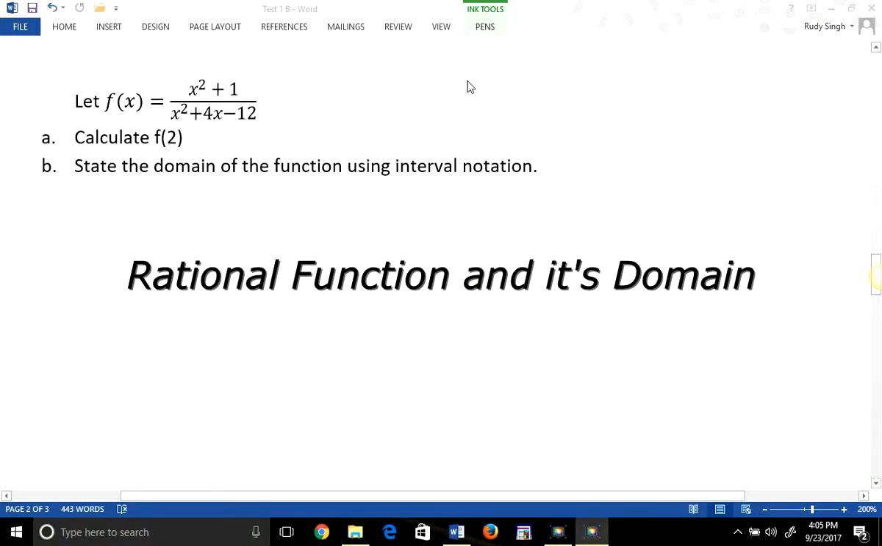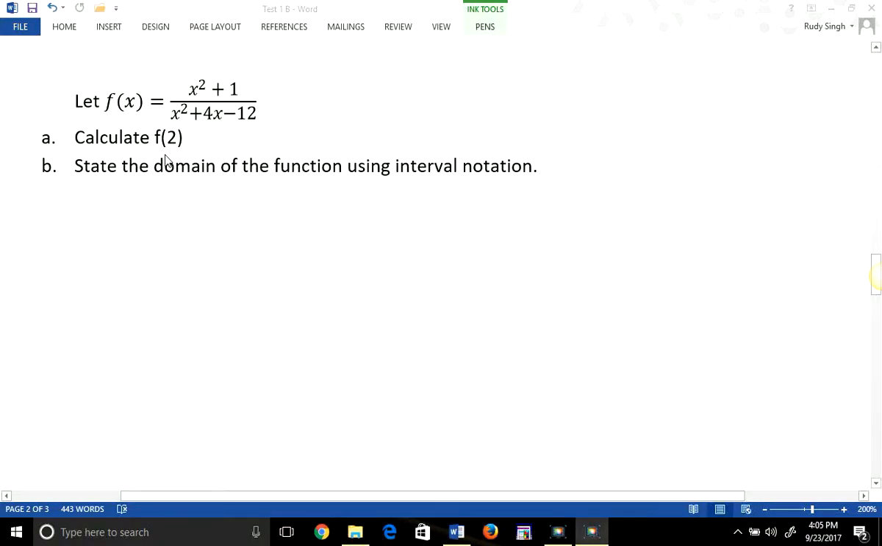So this question is asking to look at a function and find a value, and its domain and range. The first thing it asks is, given f of x is x squared plus 1 over x squared plus 4x minus 12, what is f of 2? Well, f of 2 is just this expression evaluated for x equals 2.